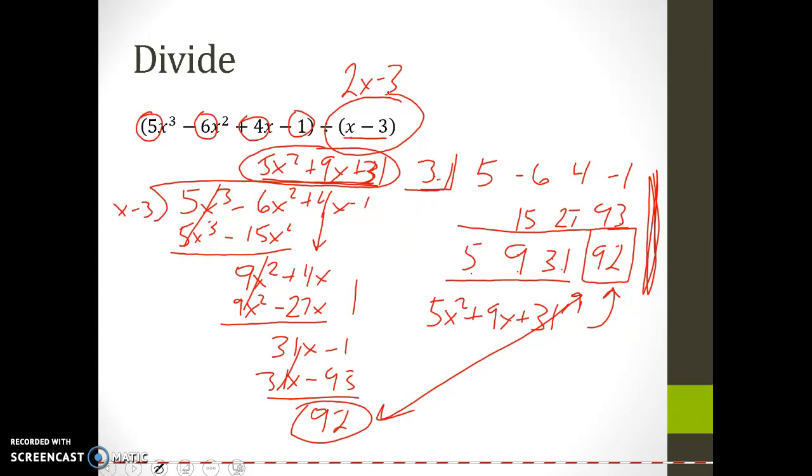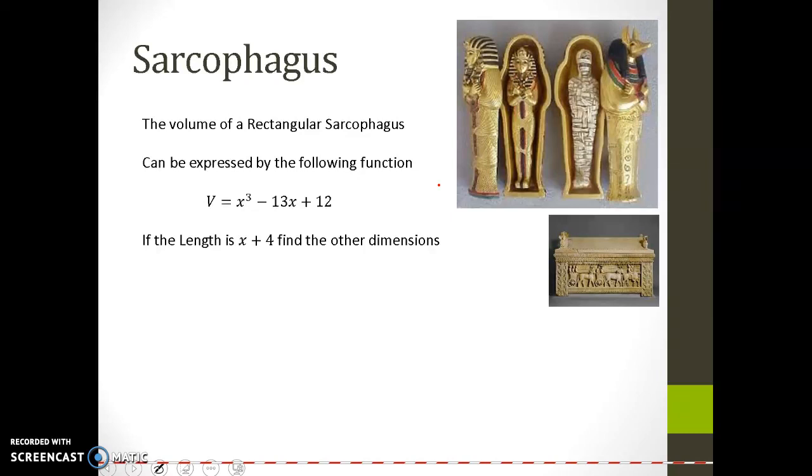The only way I could use synthetic division is if this x here is by itself. And then the number that I always put here would be the 0. So if it's x minus 3, I put a 3 here. If this was x plus 5, I would put a negative 5 here to go through my division process. And this process is called synthetic division. We're going to talk more about this in class. But let's go ahead and take a look at this next problem.